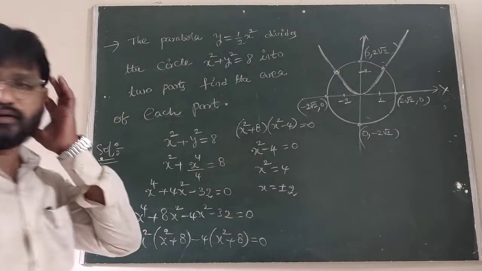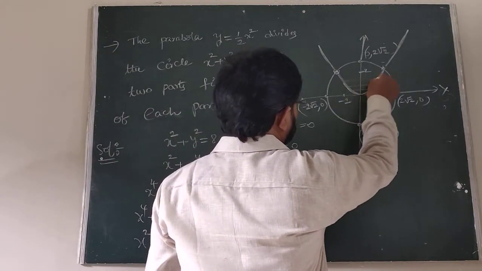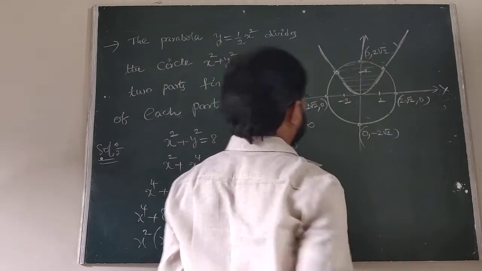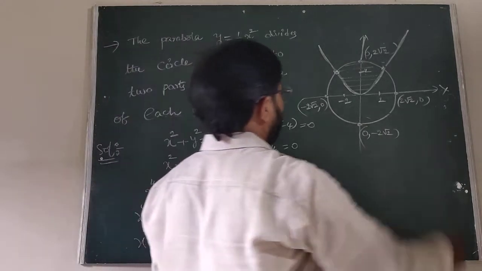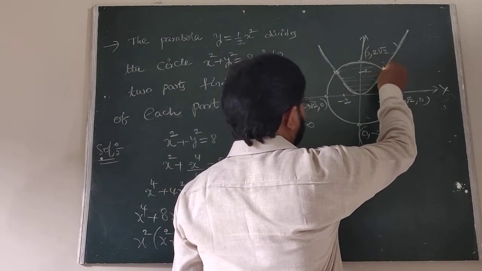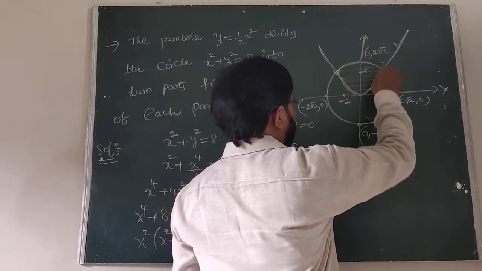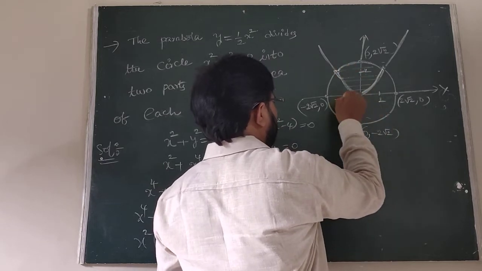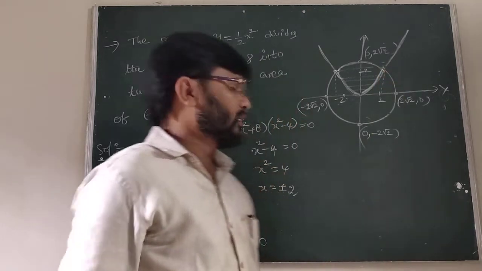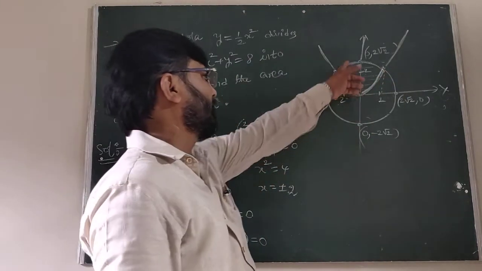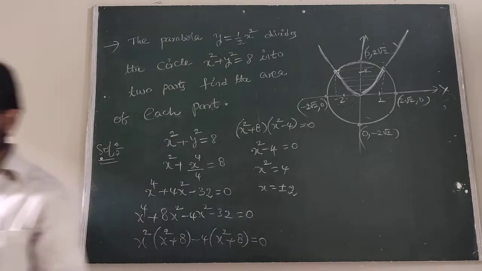Now here we got the two parts. The first part area, this one. Now we have to first find this area, after that, this area. Okay, students. First we find this area. How to find this area? This is the function circle. This is the function parabola. This is the line x equal to minus 2. This is the line x equal to 2. Therefore, these two curves are bounded by the lines x equal to minus 2 and x equal to 2. Okay, students, the required area.